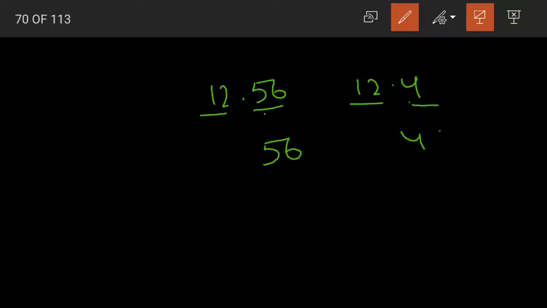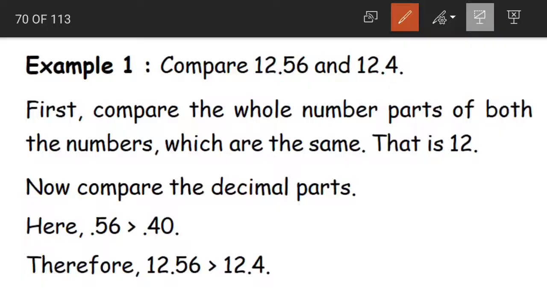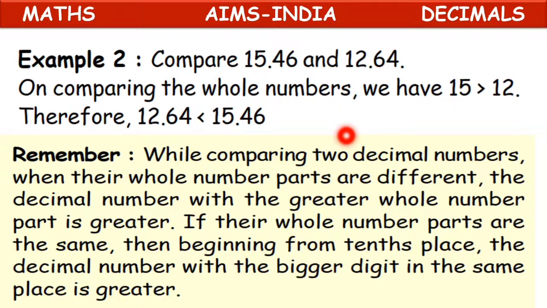Now for the given two numbers 12.56 and 12.4, the whole number parts are the same. So comparing the decimal parts, here we have 56 but here we have only 4. So for the second decimal place we'll add 0. 56 is greater than 40. So 12.56 is greater than 12.40. Understood, children? Another example, compare 15.46 and 12.64.